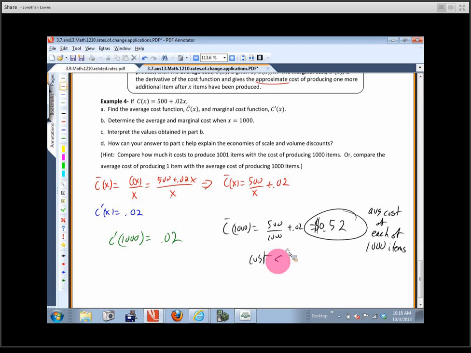It's the cost spread over 1,000 items. And like they said right here, this is going to be marginal cost. Oops, let me keep my colors the same. This is marginal cost. So this is the cost of what? Of making one more. Or in other words, that's how much it's going to cost to make the 1,001st item.